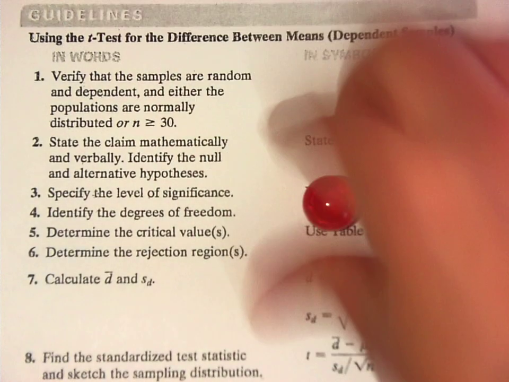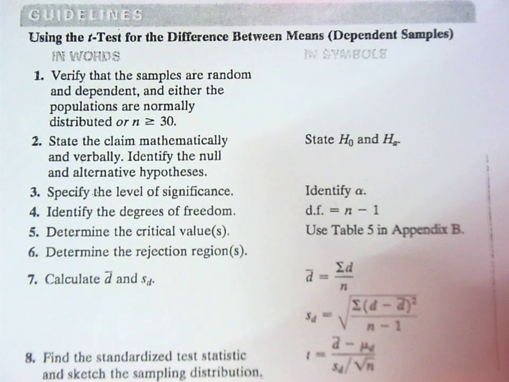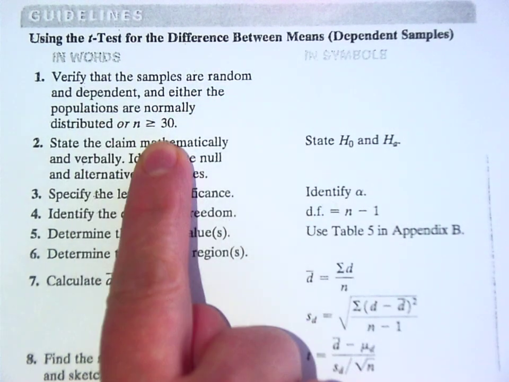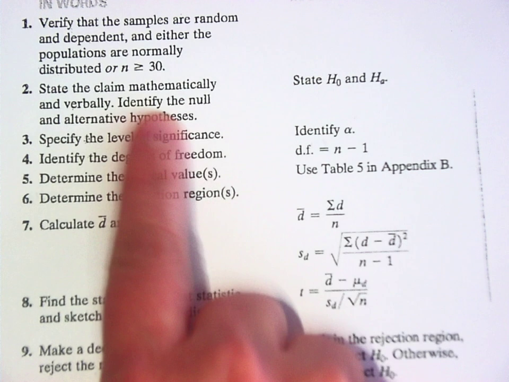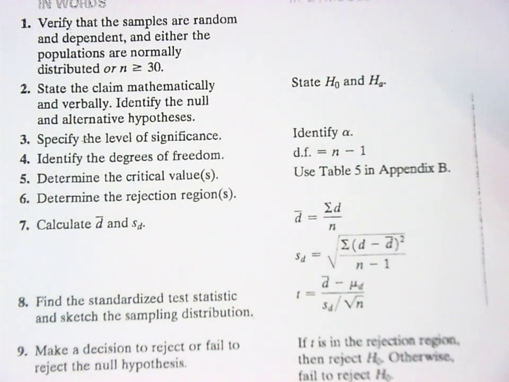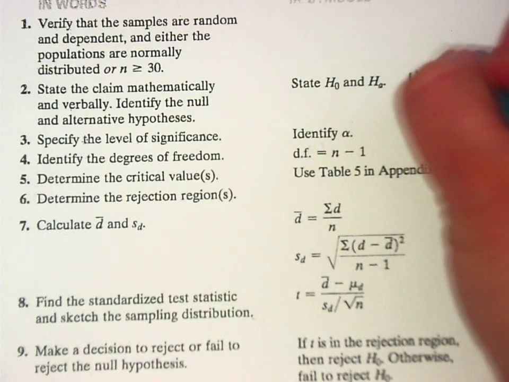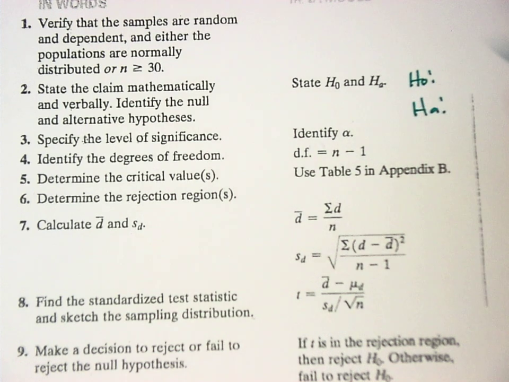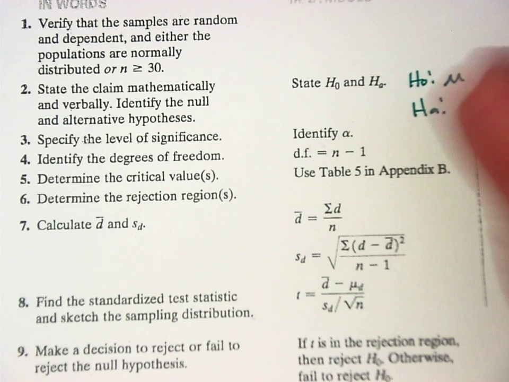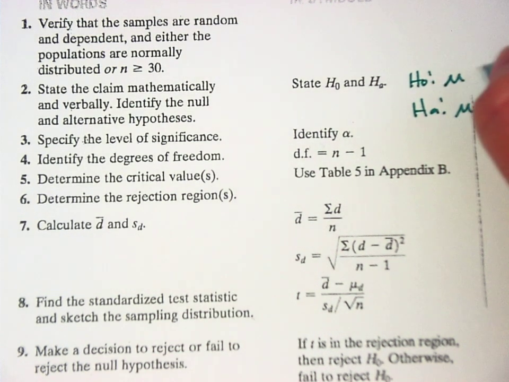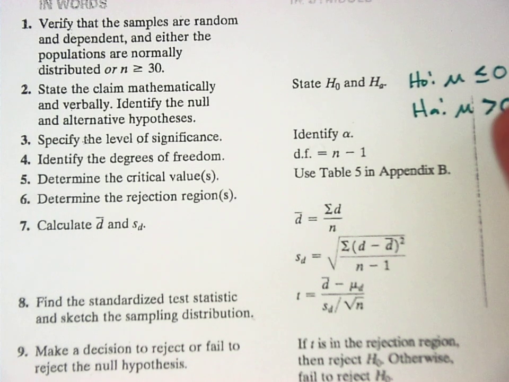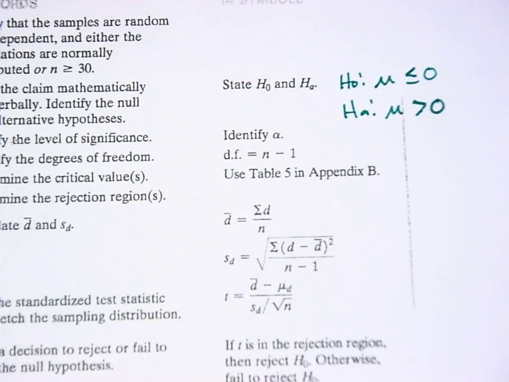Using a t-test for the difference between means, dependent samples. Verify that they're random, independent, that they're normal, or n is greater than 30. Null and alternative. This time, with your null and alternative, they always involve 0. So for example, it could be less than or equal to 0 and greater than 0. Is this if there's change or not? Not if there's change or not, if there's positive change or negative change or sometimes just any change at all.